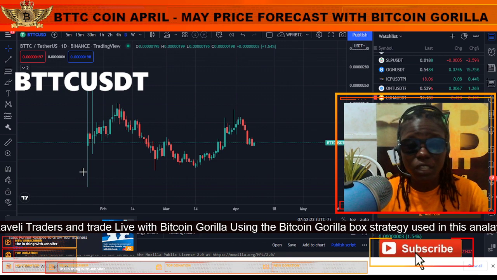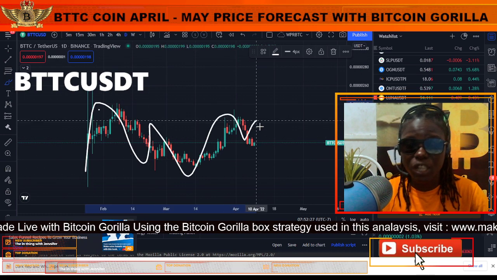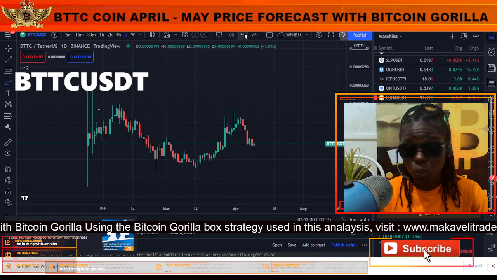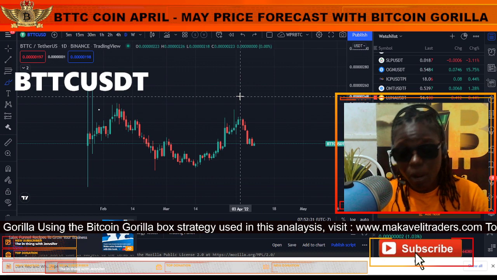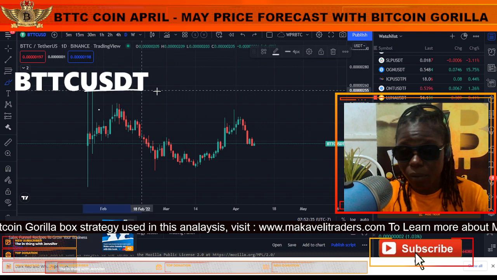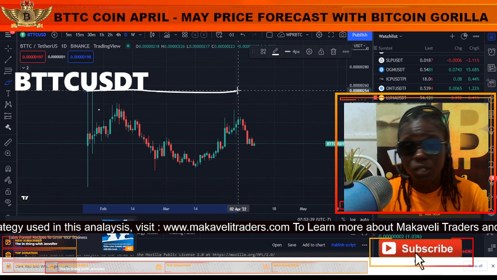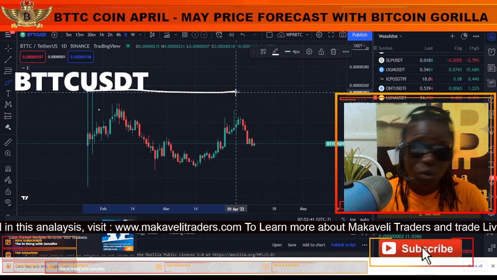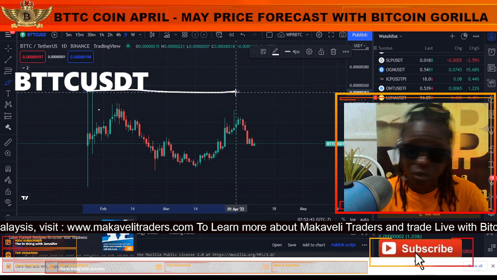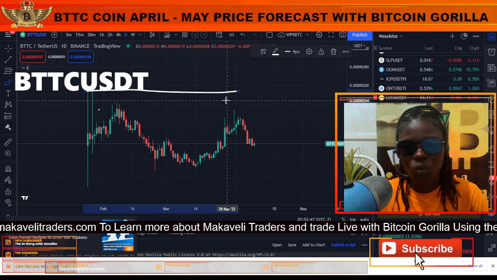As you can see from this chart, price has really been up and down the same range, and today we're going to discuss what to expect in April and May from BTT. Are we going to get a price move above the last high after the redenomination, around 0.0000260? That's like five zeros before 26. Can we get a move above that price? That's what we're going to discuss.